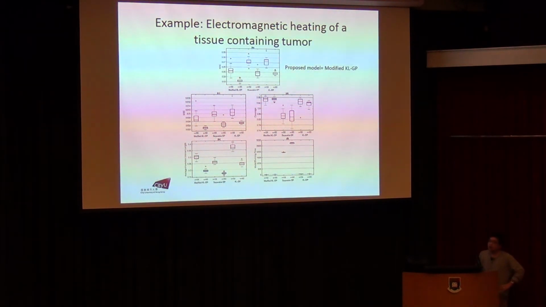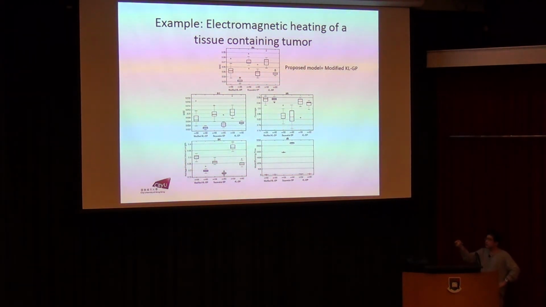The coverage of the prediction intervals of the modified KRG GP model tends to be closest to nominal. These box plots show the coverage of the nominal 98% prediction interval. The nominal coverage is 0.98, shown by this dashed line. So these are box plots of the modified KRG GP model. But the standard separable GP model tends to suffer significantly from undercoverage.